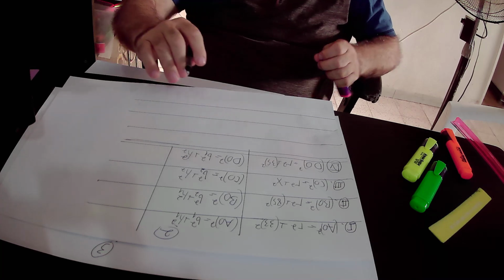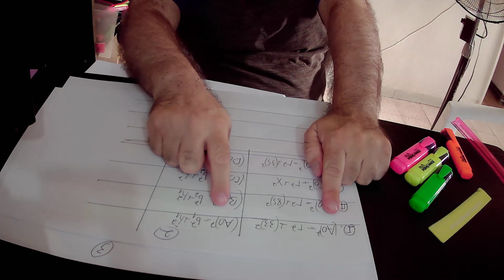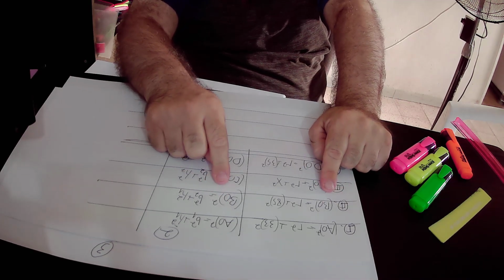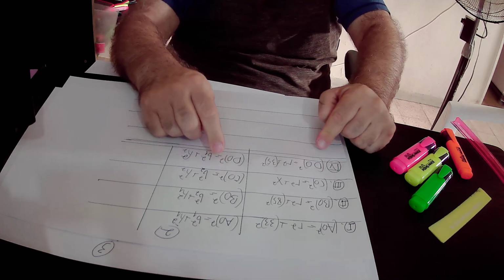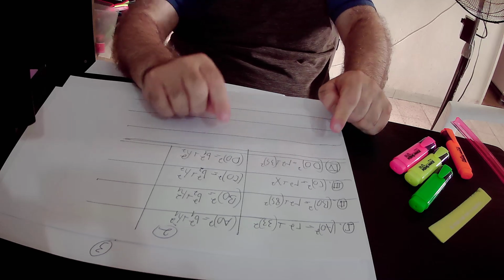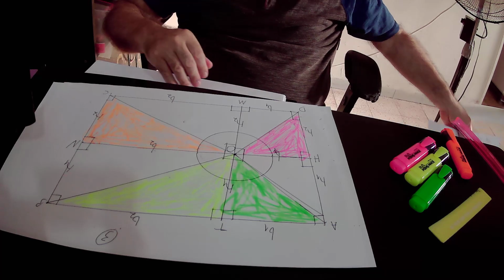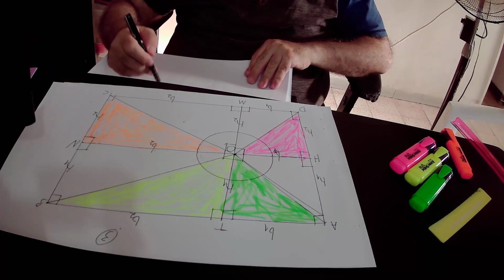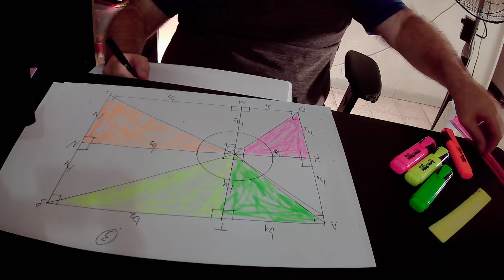So here we have two different equations for AO square, we have two different equations for BO square, two different equations for CO square, and we have also two different equations for DO square. So in the next step, we'll create four more equations.